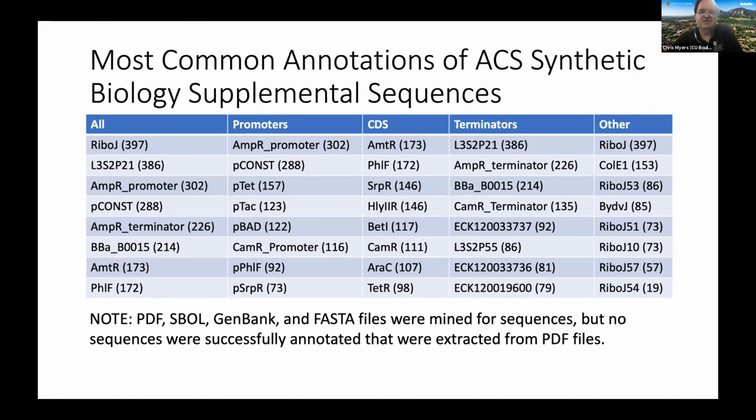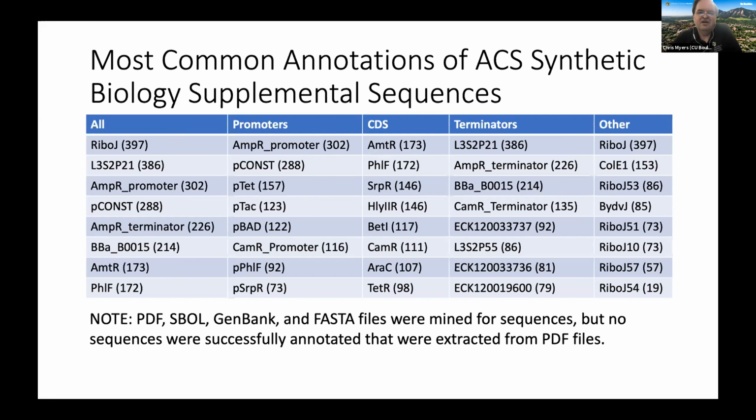So here's an example of some of the data that you can mine out from this information. These are the most common annotations from the ACS Synthetic Biology supplemental sequences. The first column is annotation, the most common annotations regardless of the type of part. So for example, a ribo-J was the part that we found the most often in these sequences. The next thing is a terminator, a specific promoter, etc. And then I also have the top hit lists divided down by promoters, coding sequences, terminators, and other types of parts.